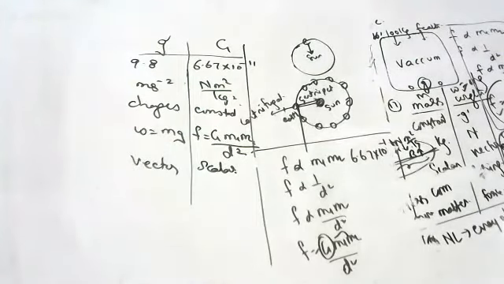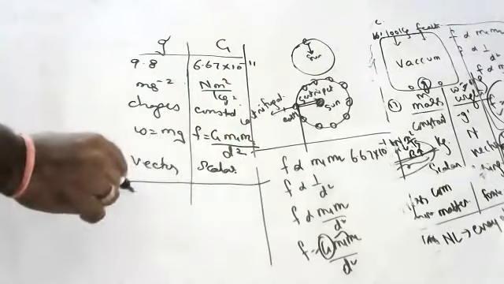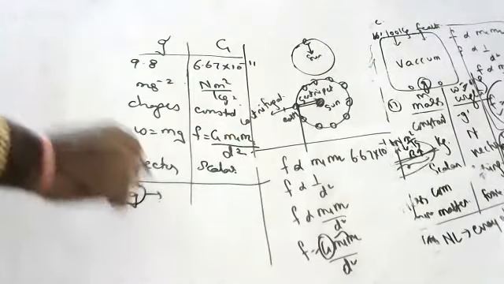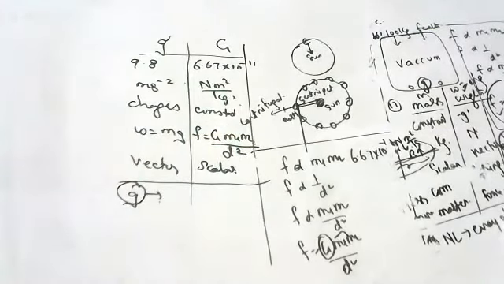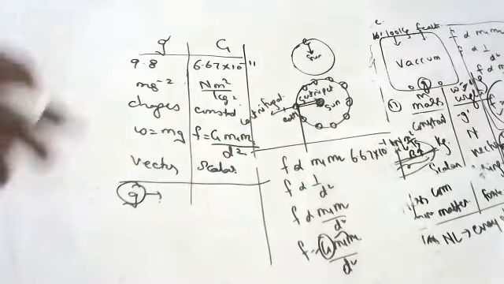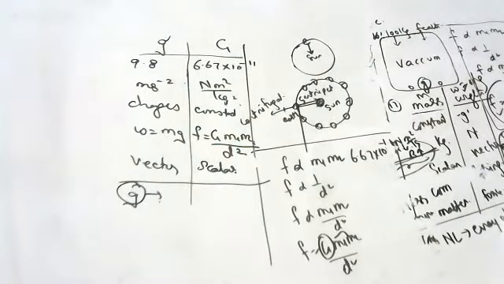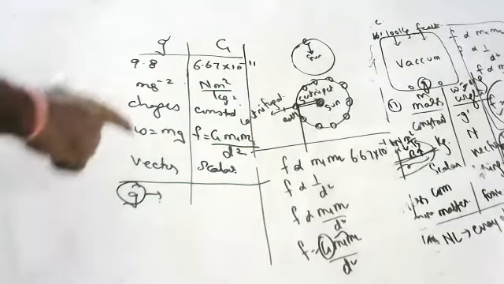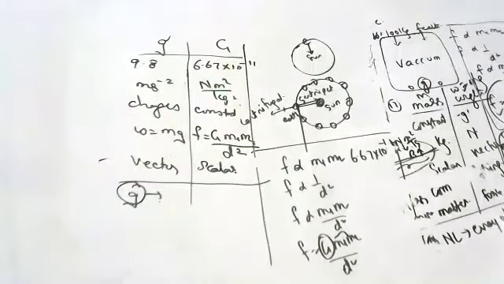Next, define acceleration due to gravity. What is meant by acceleration due to gravity? It is the force with which Earth attracts all the bodies towards it.